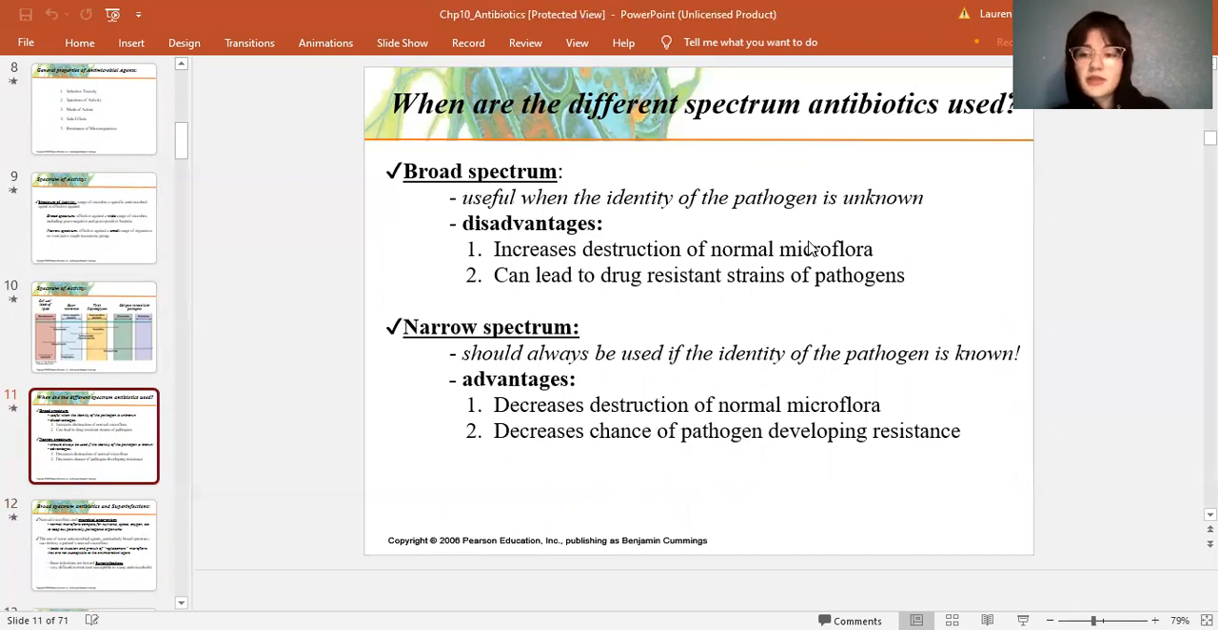The cell wall is one really, really easy one to differentiate bacteria from human cells. So if we start doing something at the metabolic rate, so if we start targeting ribosomes, we have ribosomes. That could be toxic to us too. But narrow spectrum, it helps us because it's going to decrease destruction of normal flora, and it's not going to have as much resistance.